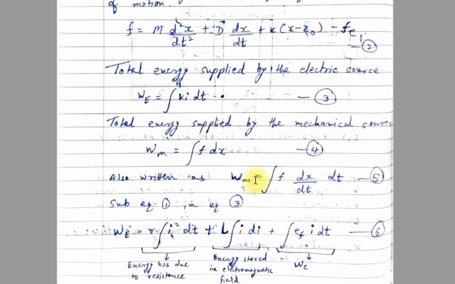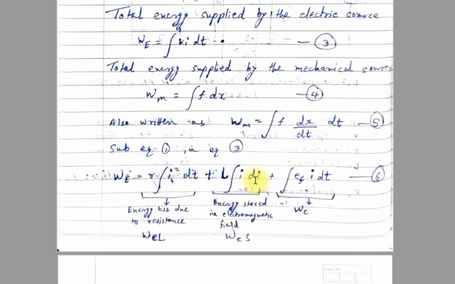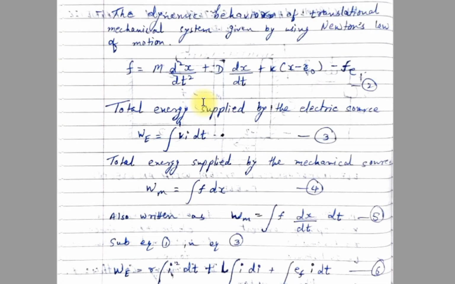Now similarly, we'll do the same thing for the mechanical system also. So we know that Wm is equal to the integration of F into dx, and what is F, that we have seen in the second equation.